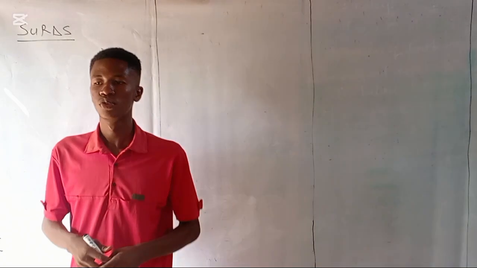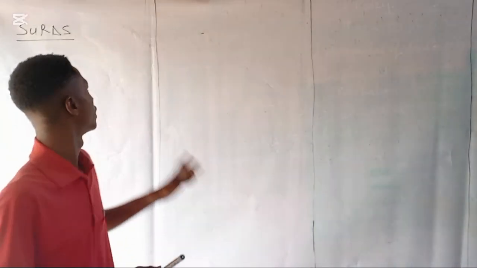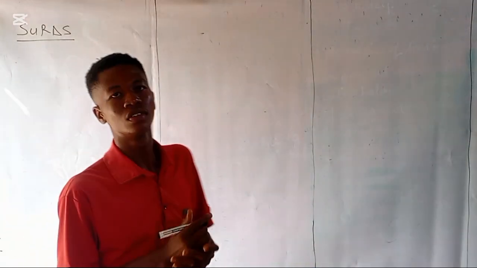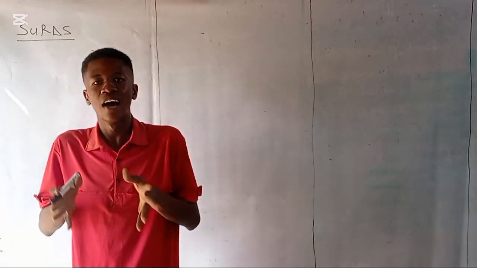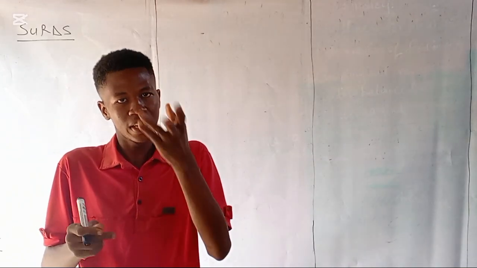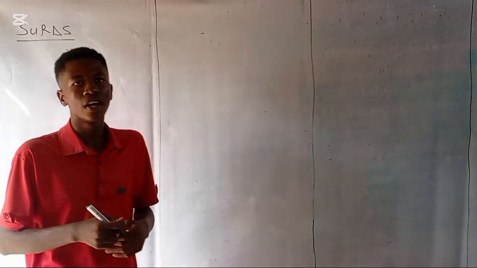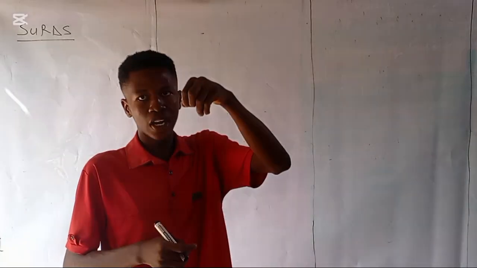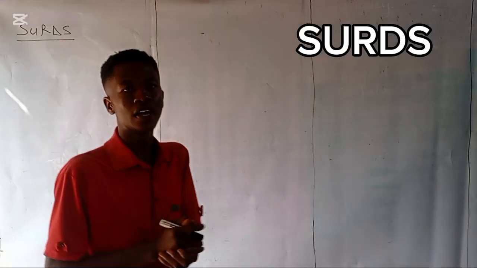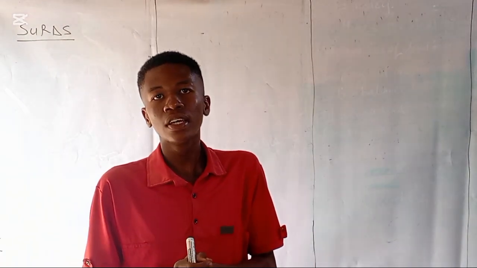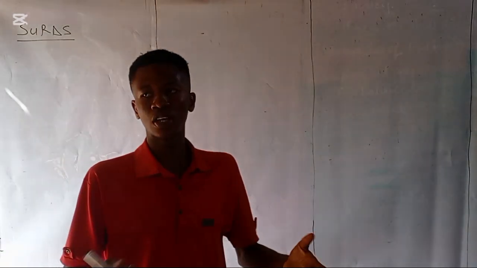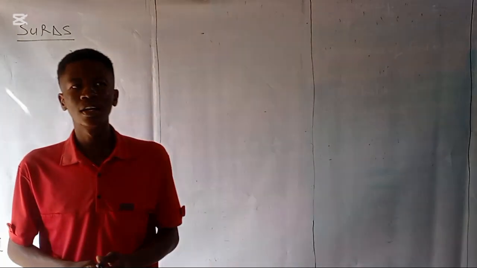So in today's class I'll be treating the topic surds. What are surds? They are roots of a rational number whose values are irrational. Recall again: they are roots of a rational number whose values are irrational. Or you can say they are roots which cannot be expressed as a rational number.